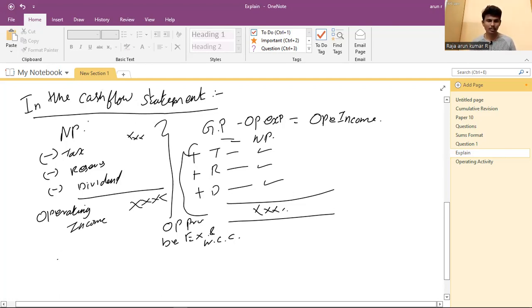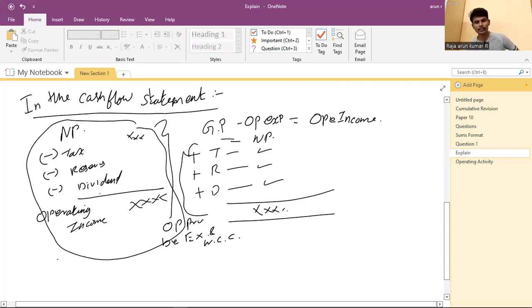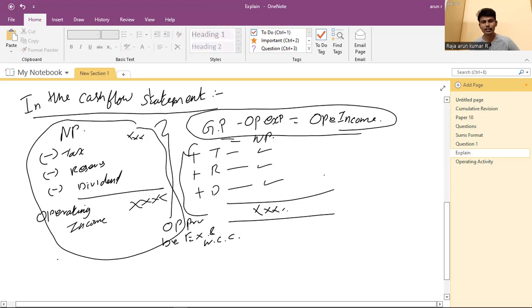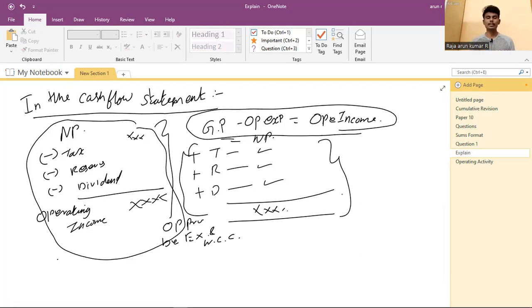Here this side, in the P&L, we do like this only. The net profit minus tax, reserves and dividend, we get the operating income. In the operating income, we do GP minus operating expenses is operating income. In the cash flow statement, net profit, we add all the taxes, reserves and dividend, we get the operating income. Exact operating income we want to get. We do all the calculation in the reverse order.